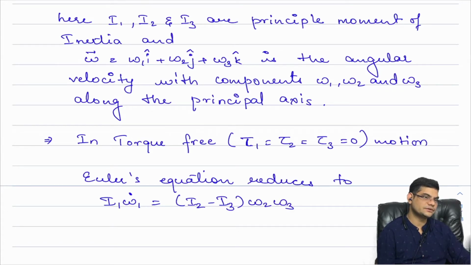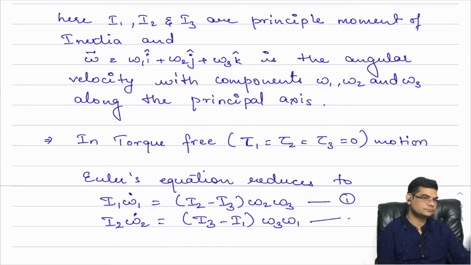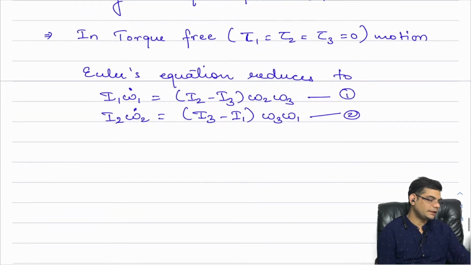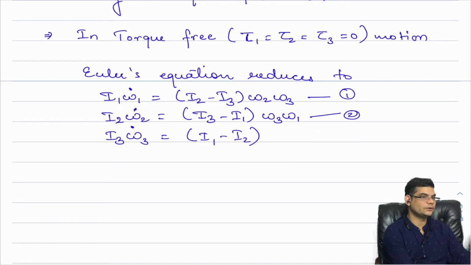So this is the first equation. Now I2 omega 2 dot is equal to I3 minus I1 omega 3 omega 1. This is the second equation. And I3 omega 3 dot is equal to I1 minus I2 omega 1 omega 2. This is the third equation.